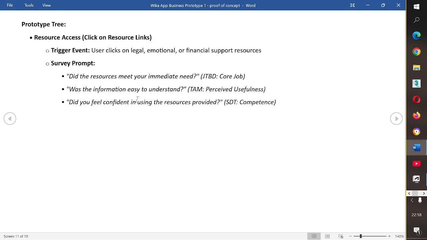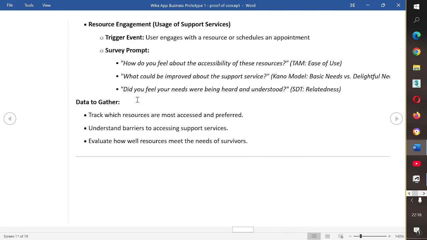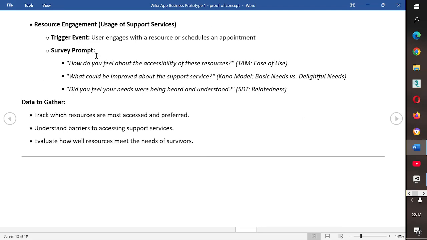And so this information, when it comes, will give us a sense of how we need to design the form. Under engagement, we're going to ask these questions. There's three. How do you feel about accessibility of these resources? In other words, we're testing to see whether they're okay being asked these questions. Sometimes people don't want to be asked. What could be improved about the support service? Now, these are the ideas on improving what we're saying. And then it's emotional, a lot of that. And did you feel your needs were being heard and understood? Again, I'm getting this from you because you're often saying people are not listening. And this is the listening question. Do you feel people were listening to you?